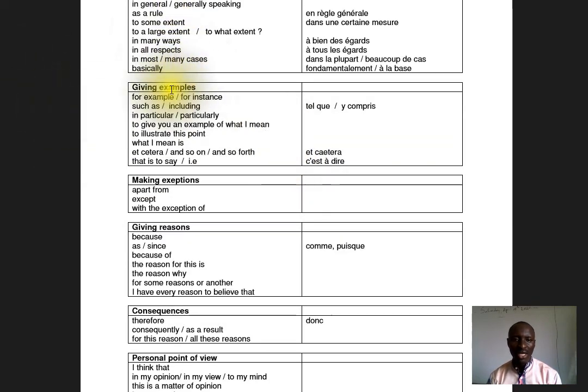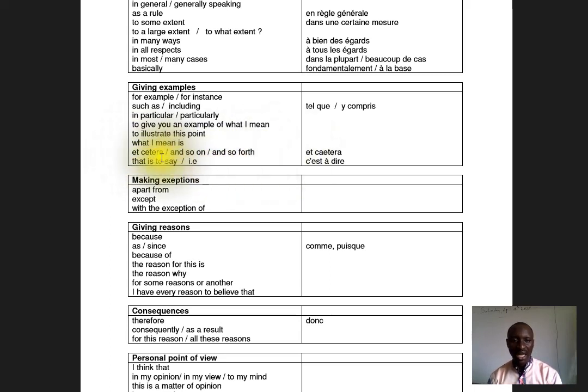If you want to give examples, some tools which can help you make yourself understood clearly, there are some expressions that you can use. For example, for instance, such as, including, tel que, y compris. In particular or particularly, to give you an example of what I mean, to illustrate this point, or what I mean is, or etc., and so on, and so forth.